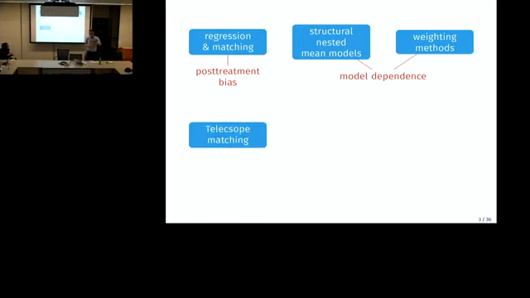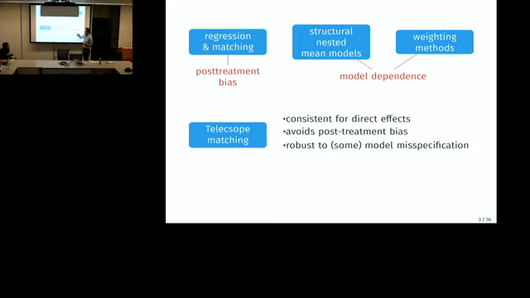So the method that we're going to propose today is this idea we're calling telescope matching, and I'll talk more about why we call it telescope matching a little later. What's nice about this is that it's a consistent method for direct effects, so we're not going to be introducing any kind of post-treatment bias through this method. So it's good.